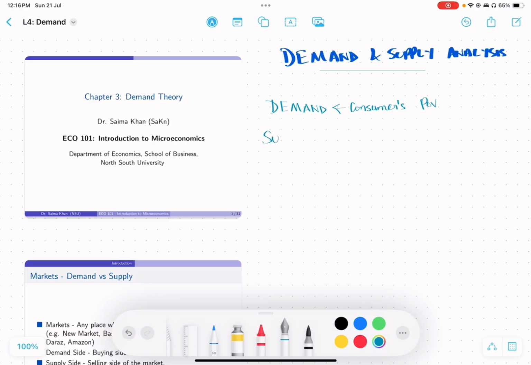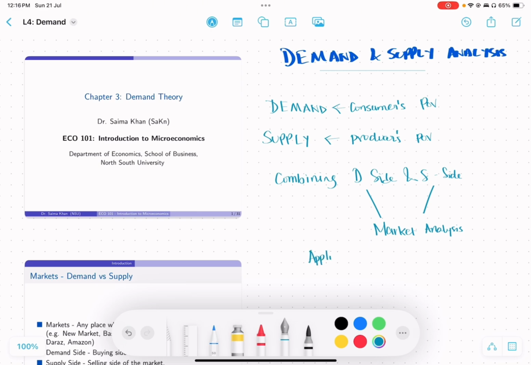Then we're going to go into the chapter on supply, where we'll be introduced to how producers view things. So we're going to be looking at the producer's point of view. And finally, we're going to be combining demand side and supply side to get the market picture. So we're going to do market analysis. Then we're going to do a lot of applications. You're going to get a lot of practice analyzing what's happening in the market. And then we'll finally go into the midterm.